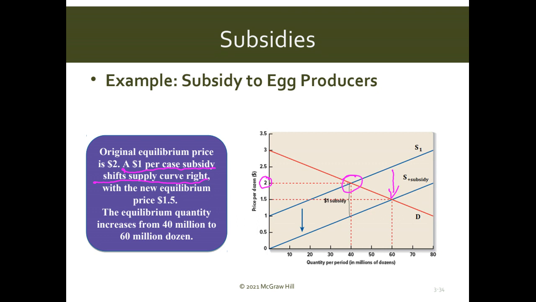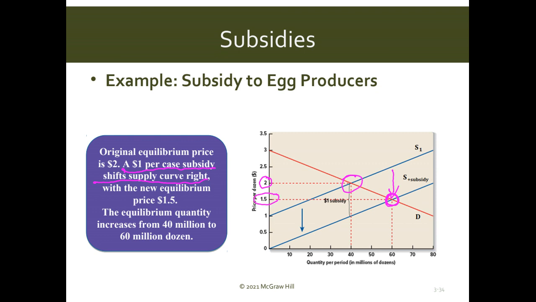So the initial equilibrium price was $2. Consumers were paying $2, producers were receiving $2. Now with the subsidy, if you see, the new equilibrium is here. That is, this $1.5 is the new equilibrium point.